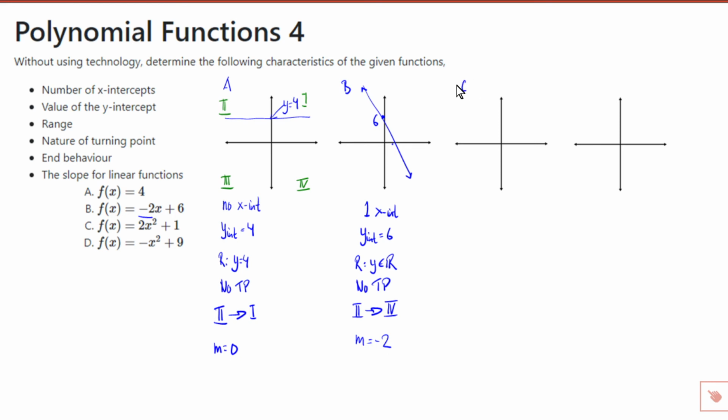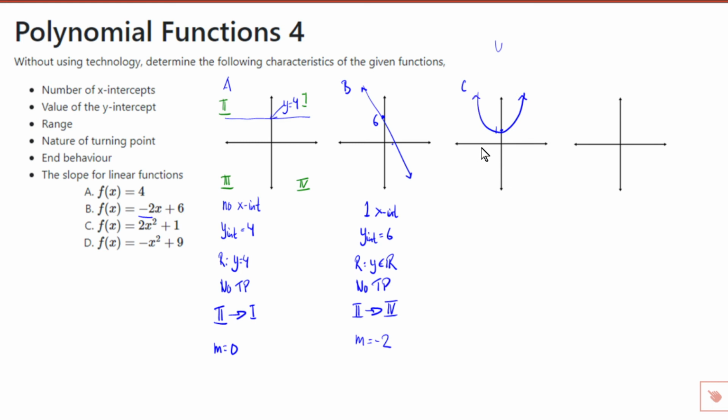C, f of x equals 2x squared plus 1. So we have an x squared term, which means it's a quadratic function. It's going to be a parabola that's going to open either up or down. The numerical coefficient in front of the x squared term will tell us which way it opens. If this numerical coefficient is positive, it means it'll open up. Okay, so it'll be opening up, something along that line. This plus 1 will be our y-intercept. So this is 1. So it's going to be opening like that and going through y equals 1.